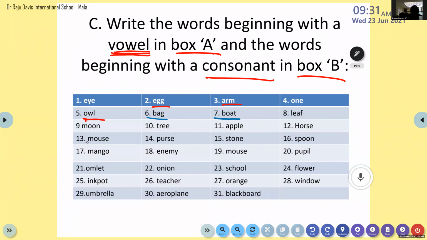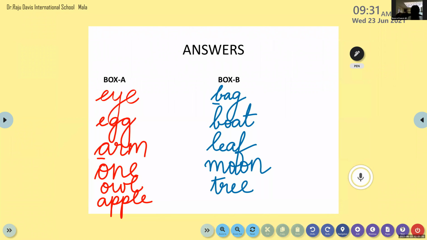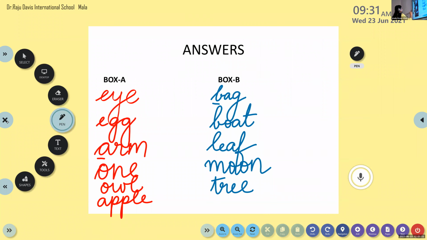House. It is horse. How do you pronounce the word? It is horse. H-O-R-S-E. It is horse. So where do we have to write it? In which box? B. Yes, very good. So we have to write in box B.